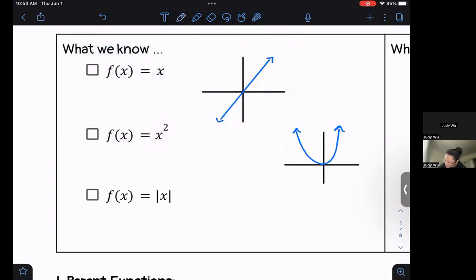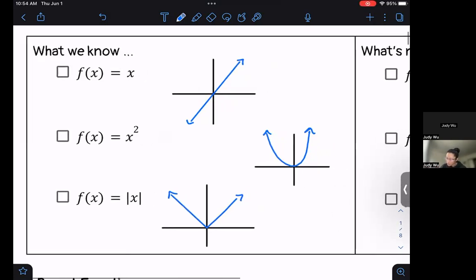And then last but not least, f of x equals absolute value of x. This might be something that we remember as well. And if we don't, that's okay. We'll put a quick picture with it. Kind of looks like the f of x equals x, except instead of being a line, it's more like a V shape, okay? In fact, the output here should always be a positive value. All right, so we've got a line, we've got a parabola, we've got an absolute value function.